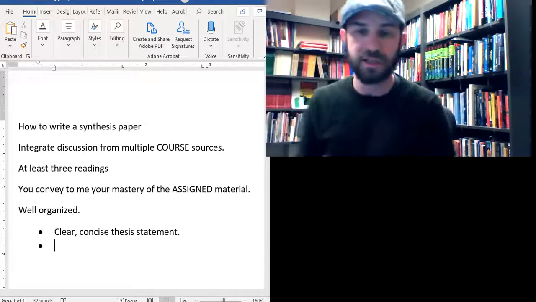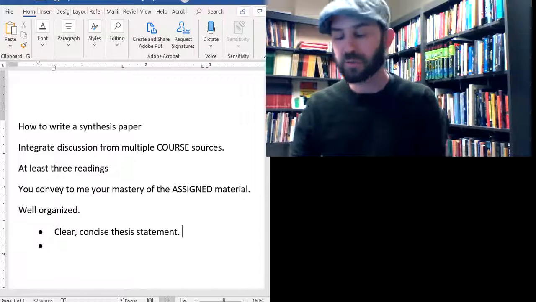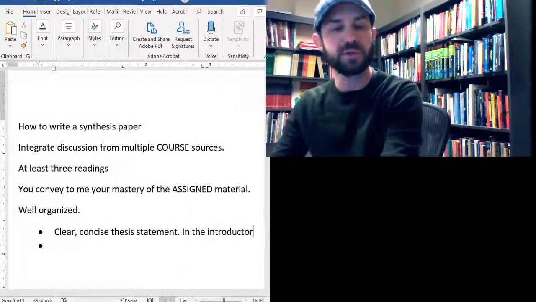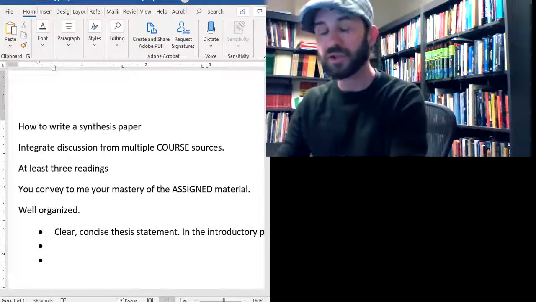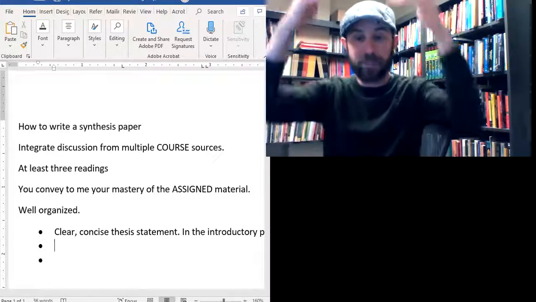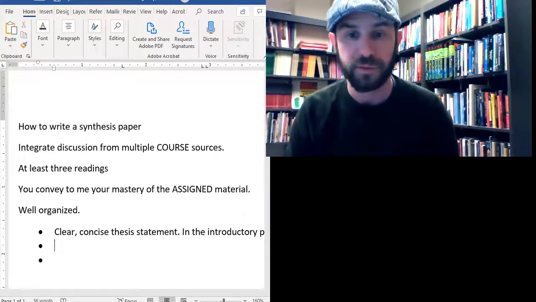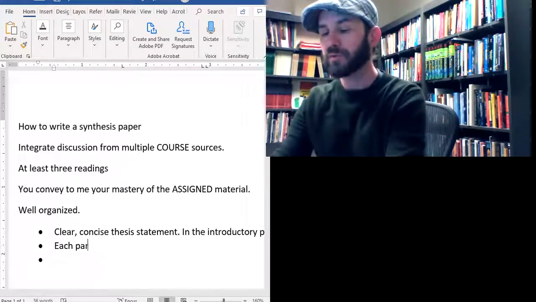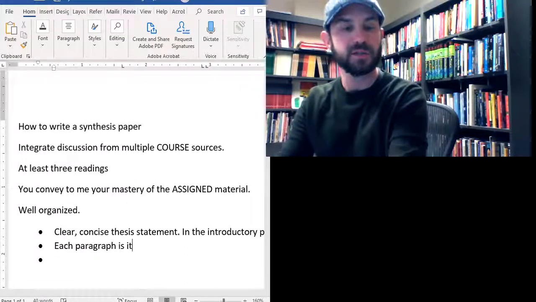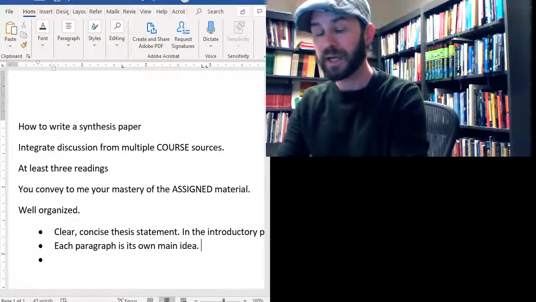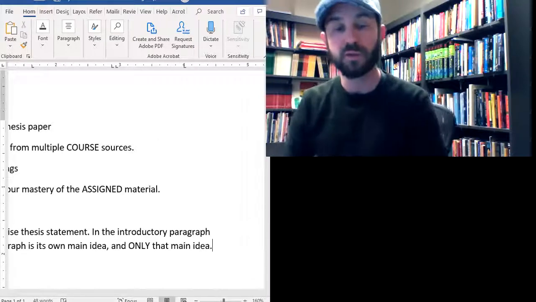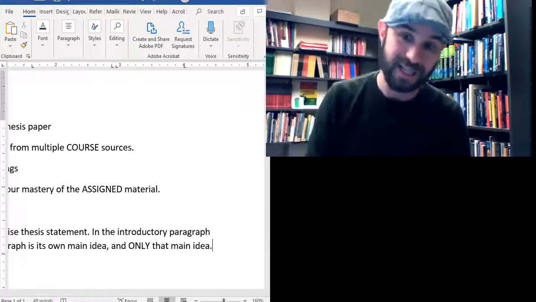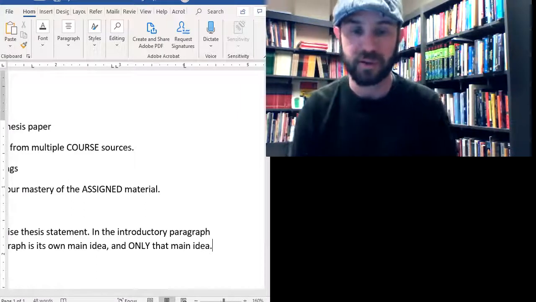And then once you have your clear, concise thesis statement, which by the way should be in the introductory paragraph of your paper, each subsequent paragraph should relate back to, should move that argument forward. Every subsequent paragraph, each paragraph is its own main idea and only that main idea. So if you have a second main idea, it goes in a second paragraph. One main idea per paragraph, okay?